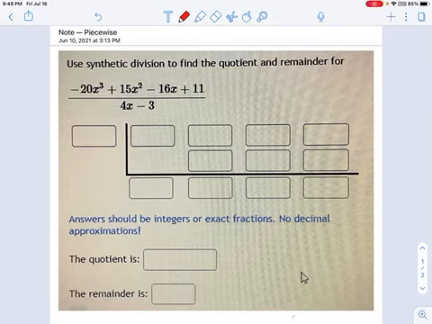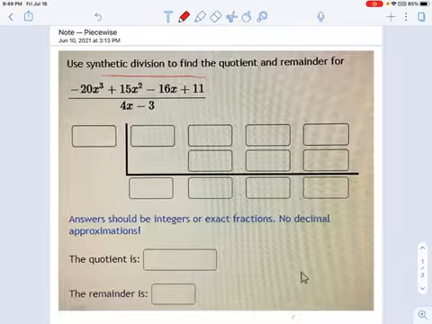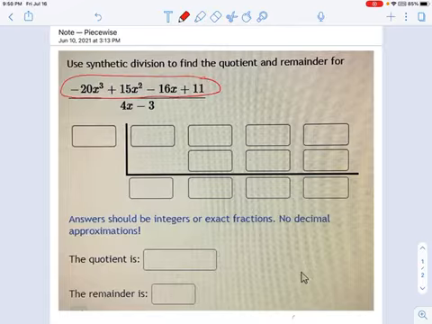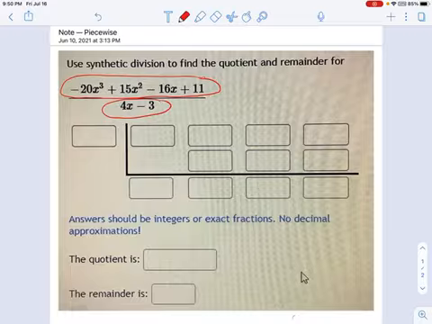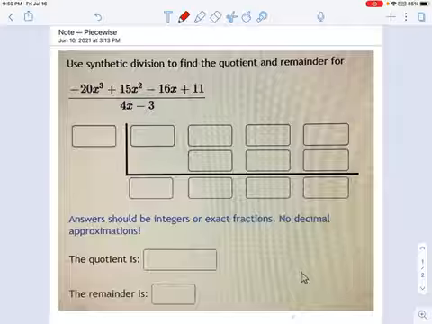We're going to continue on using synthetic division to divide this big polynomial up here, this negative 20x cubed thing, by the term 4x minus 3. Now, before we jump into this, I want you to recognize that this is not what we started doing with synthetic division, because there's something different here.